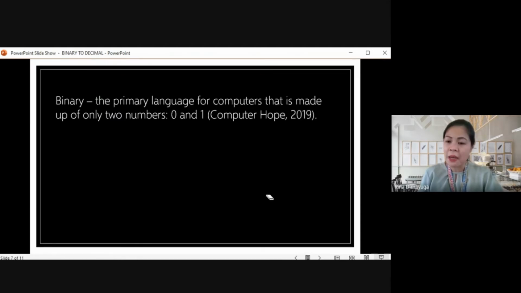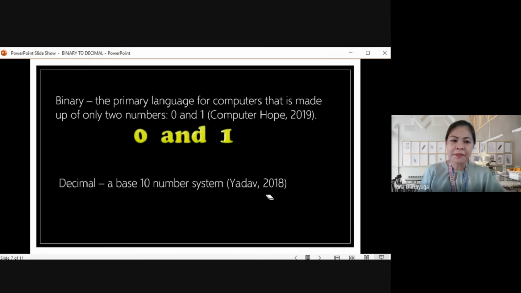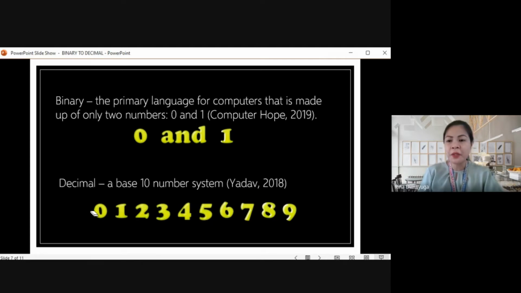I will give you an example of how to convert the binary, but first you'll have to understand what binary and decimal are. Binary is the primary language of computers that is made up of only two numbers, the zeros and ones, none other. Next, decimal is a base 10 number system, which starts from 0, 1, 2, 3, 4, 5, 6, 7, 8, and 9.